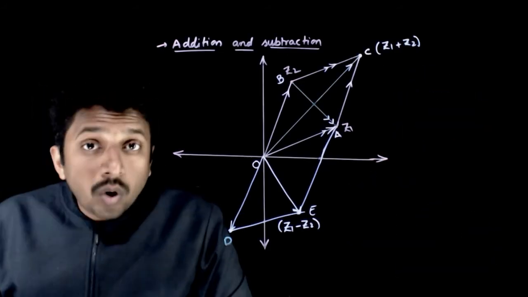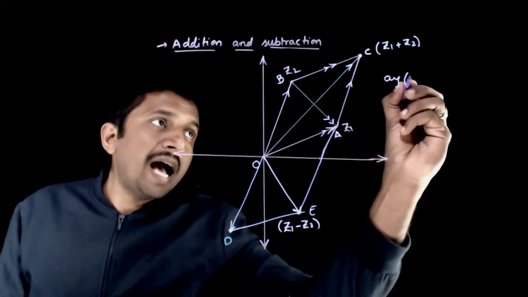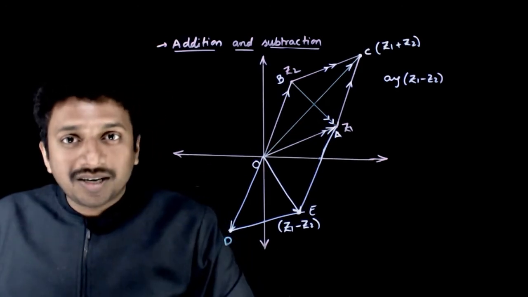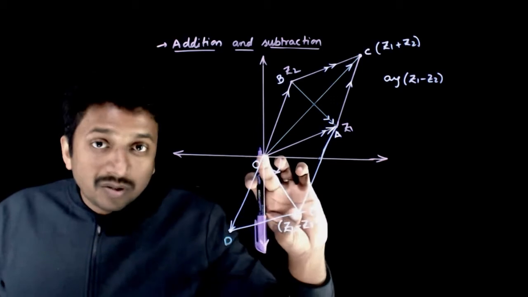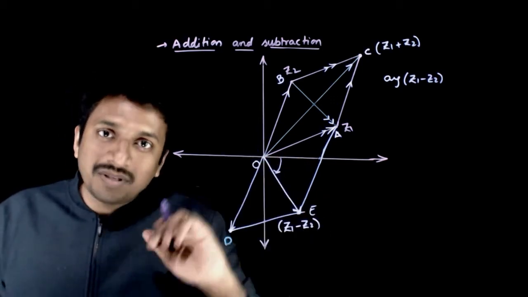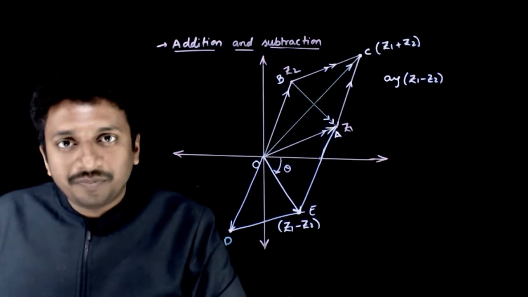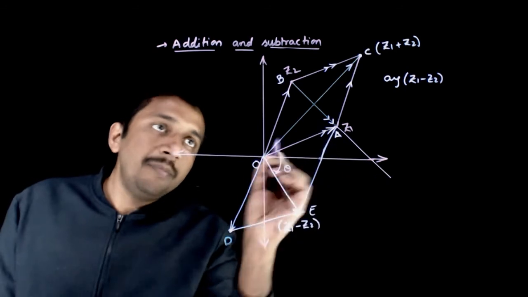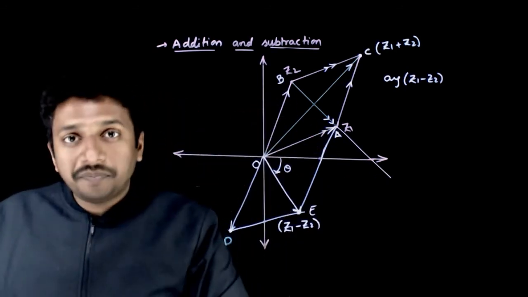Next, what is the argument of Z1 minus Z2? Whenever you get the argument of some complex number minus some complex number, how do you understand it? OE is the complex number Z1 minus Z2. So this angle is nothing but the argument of Z1 minus Z2. This will be exactly equal to the angle made by the ray Z2 Z1.